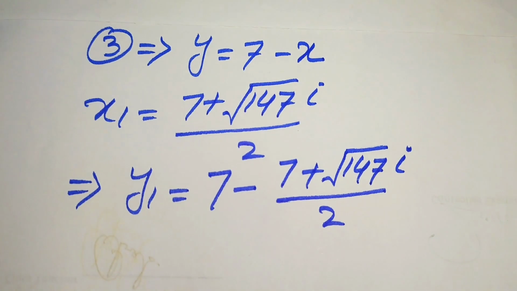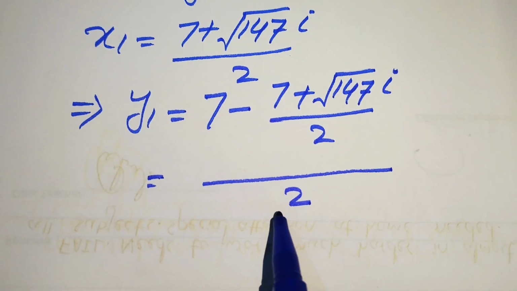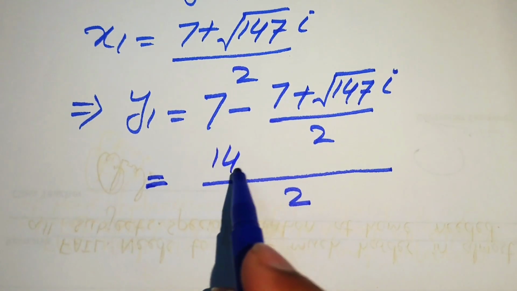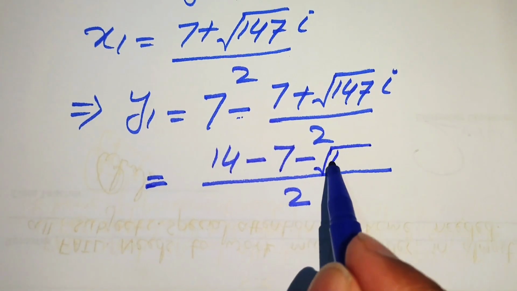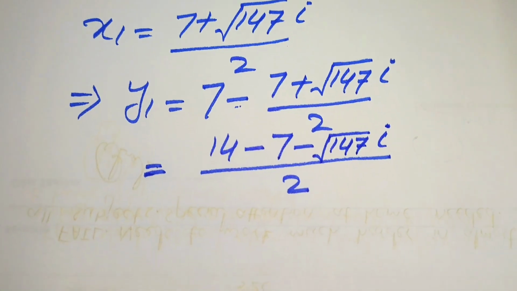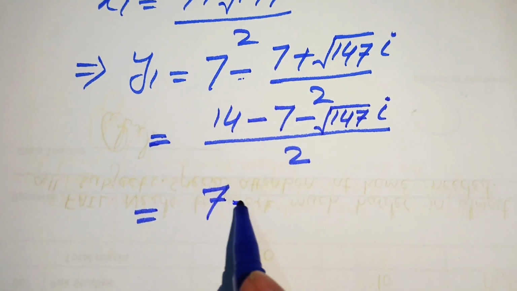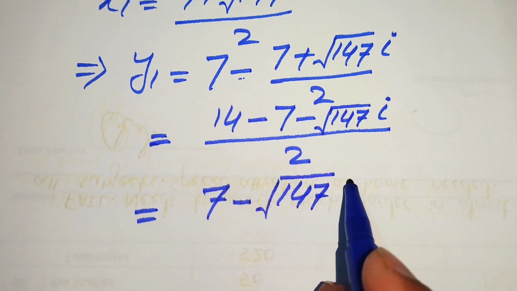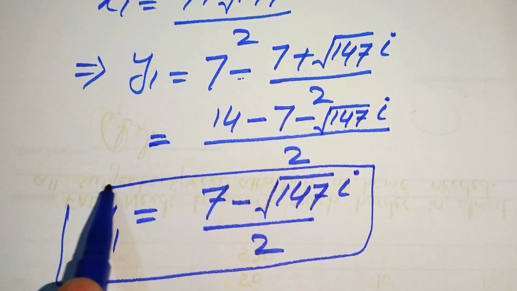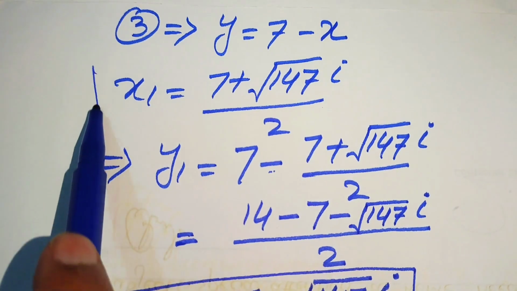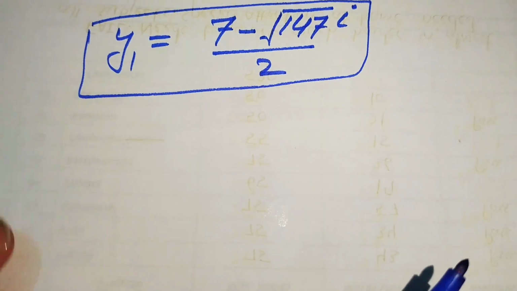Here, in order to find the value of y1, we need to simplify the terms. We take the LCM of these terms, and its LCM is 2, and we get 2 times 7 is 14, and we multiply this negative sign on both of these terms, and it will be written as minus 7 minus square root of 147 iota. Here you subtract the like terms: you have 14 minus 7, which is 7, minus square root of 147 iota, divided by 2. This is the value of y1 corresponding to the value of x1. This is our first solution of the given equation, and now we find the second solution.